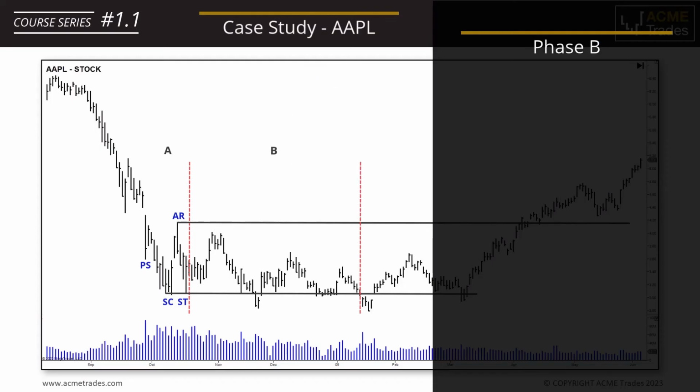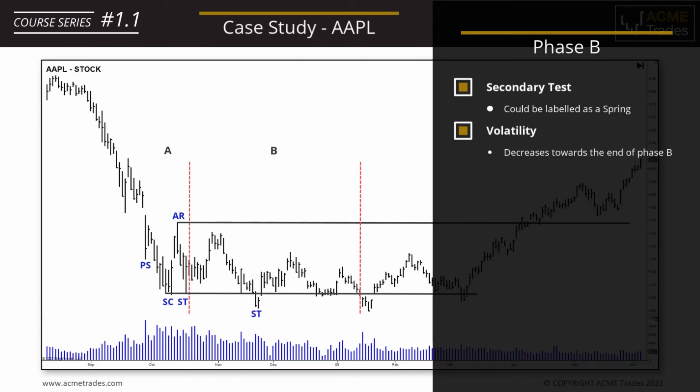Into phase B, and here we have our secondary test, which could be labelled as a spring as it penetrates the lows, reverses, and we close back above. From here going forward, volatility and supply decreases. Exactly what we want to see towards the end of phase B. Don't forget, the purpose of phase B is to mop up supply.